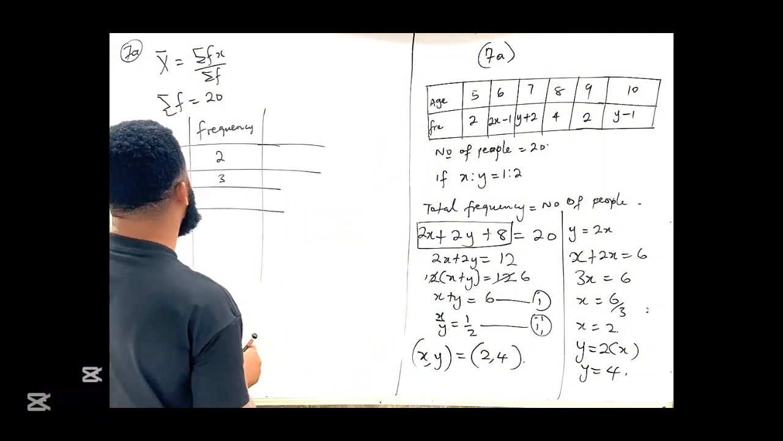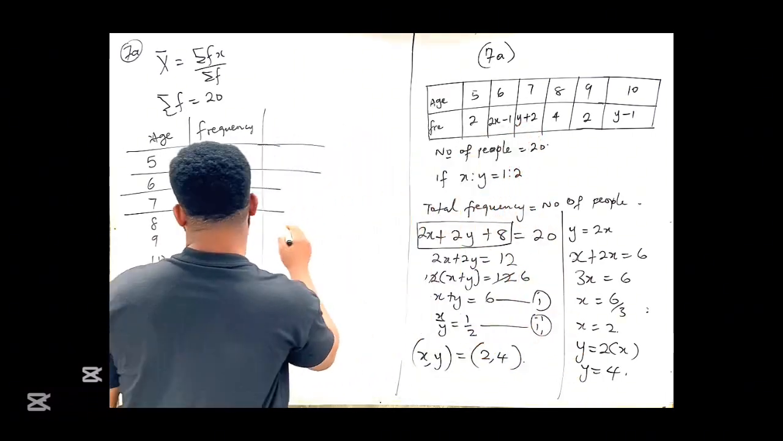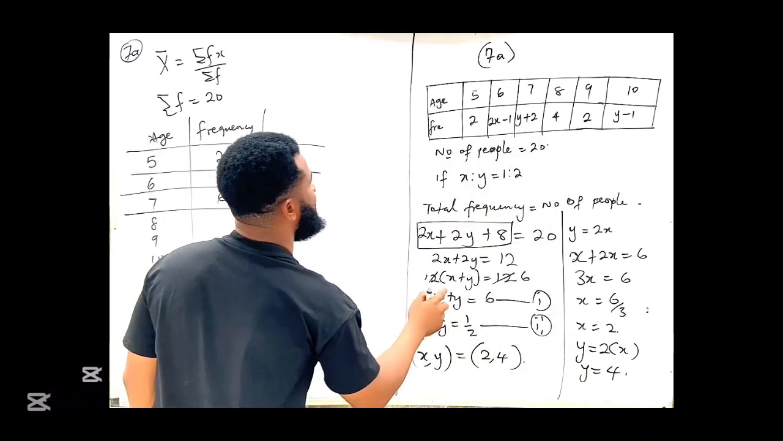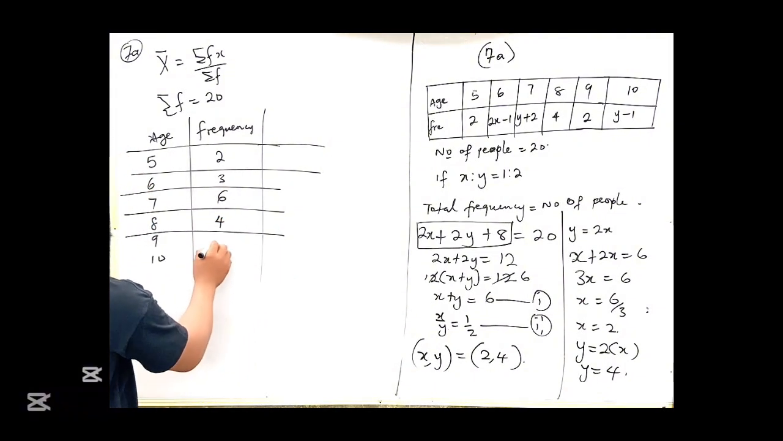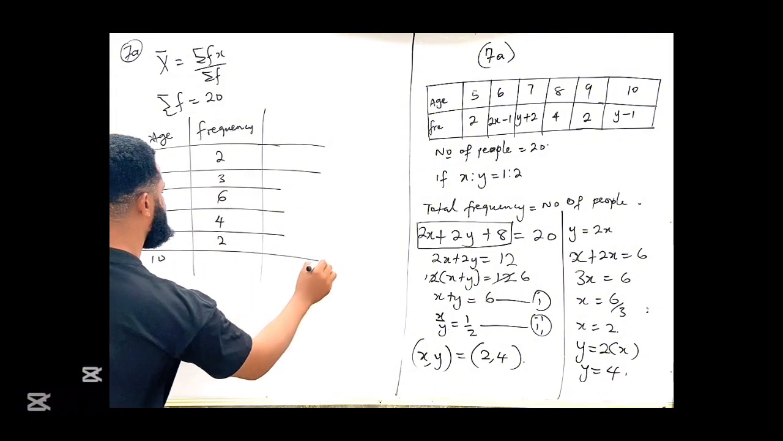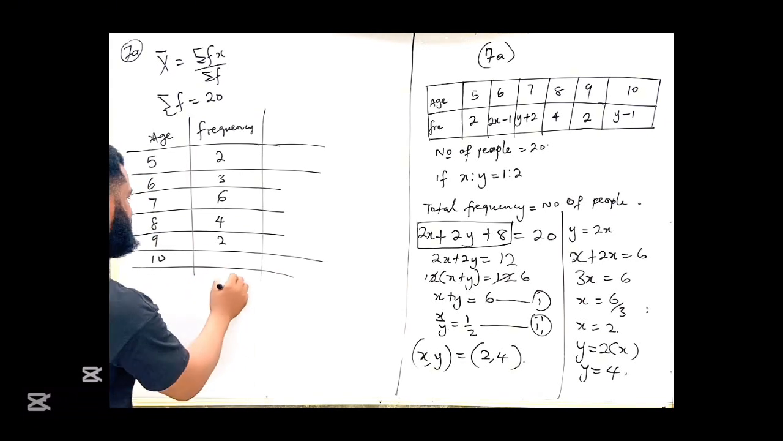Under this, y is what? Y is already given as 4. 4 plus 2 is 6. And then under 8 is 4. Under 9 is 2. And 10 is what? Y is 4. 4 minus 1 is 3.